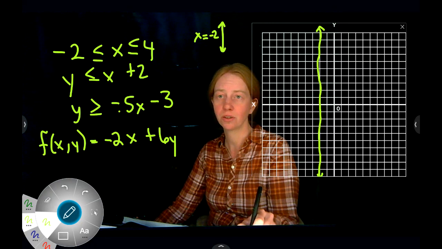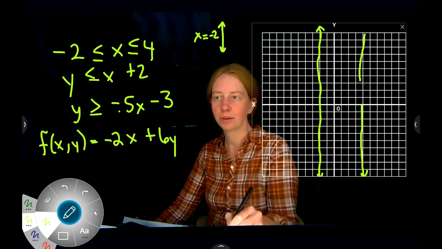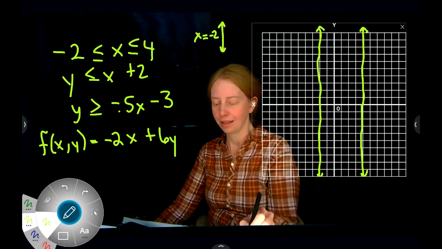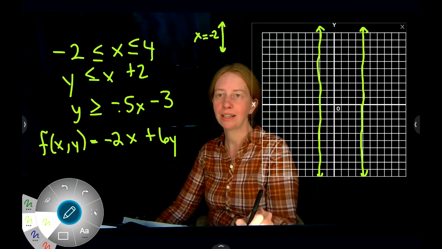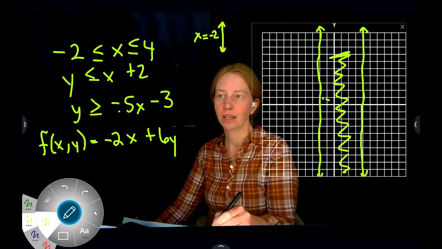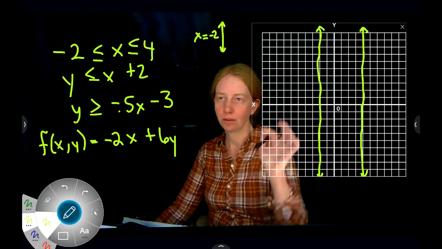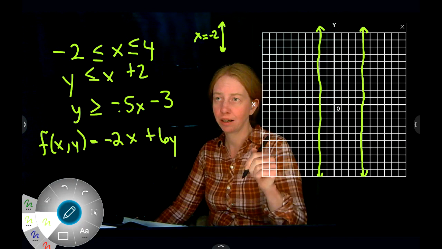So let's find 4. 1, 2, 3, 4. That's going to be here. So what we're saying is if x is between -2 and 4, it's in this area right here. I don't want to color it quite yet. I want to come back to that in just a minute. But we know that it's going to be in this in-between area.